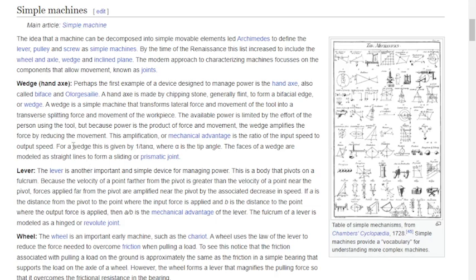Today we discuss simple machines. The idea that a machine can be decomposed into simple movable elements led Archimedes to define the lever, pulley and screw as simple machines. By the time of the Renaissance, this list increased to include the wheel and axle, wedge and inclined plane.